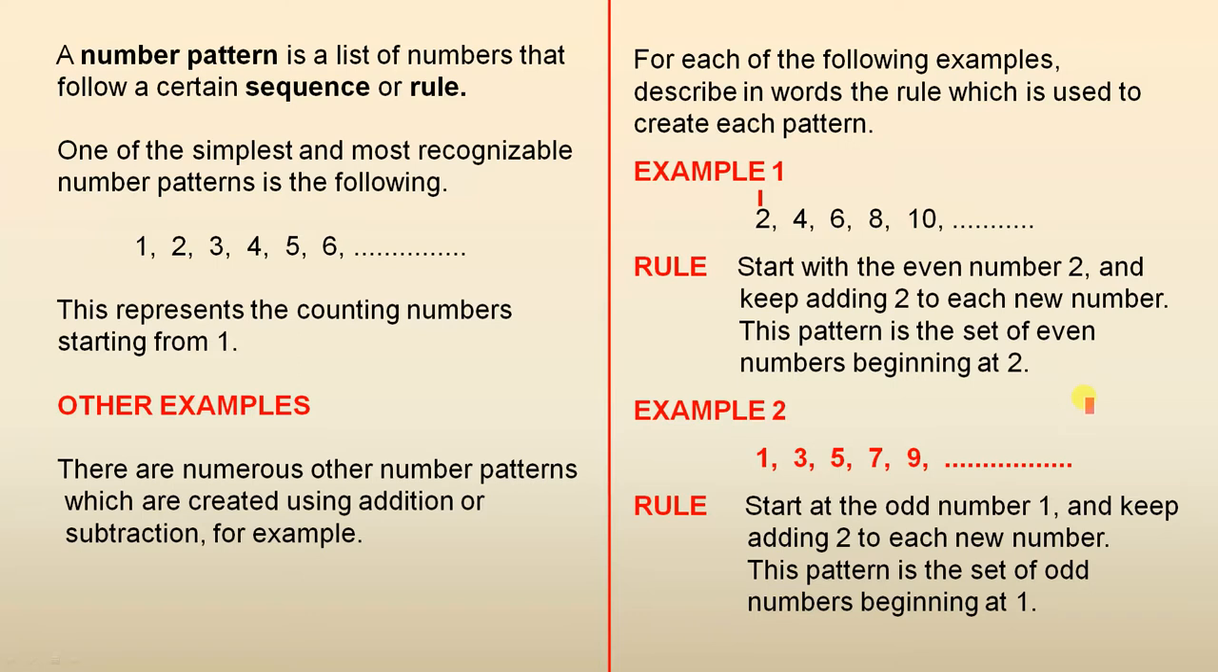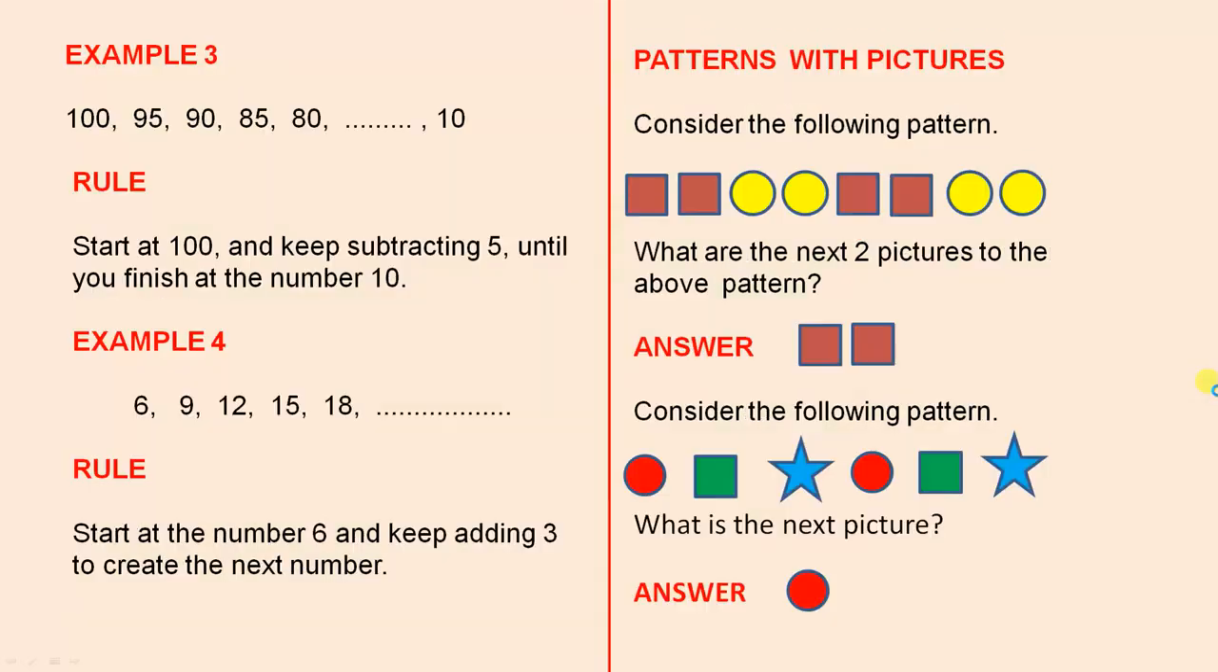Example 2: 1, 3, 5, 7, 9, etc. Start at the odd number 1 and keep adding 2 to each new number. This pattern is the set of odd numbers beginning at 1. Example 3: have a look at these numbers here. The rule: start at 100 and keep subtracting 5 until you finish at the number 10.